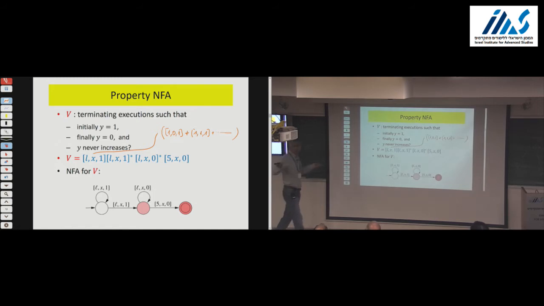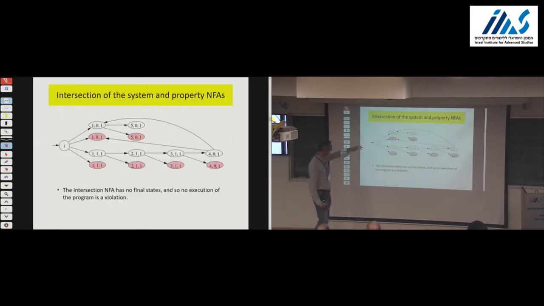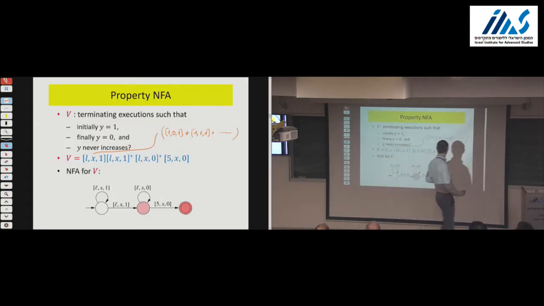Okay, so now you probably already know, or remember from your automata course, that if you take a regular expression, then you can immediately construct an NFA, and this will be the NFA, right? So now we have a system NFA, we have a property NFA, and now we can construct the intersection of the two, right? And the intersection is going to be this, but let me tell you a little bit about the coding here so that you understand what's going on.